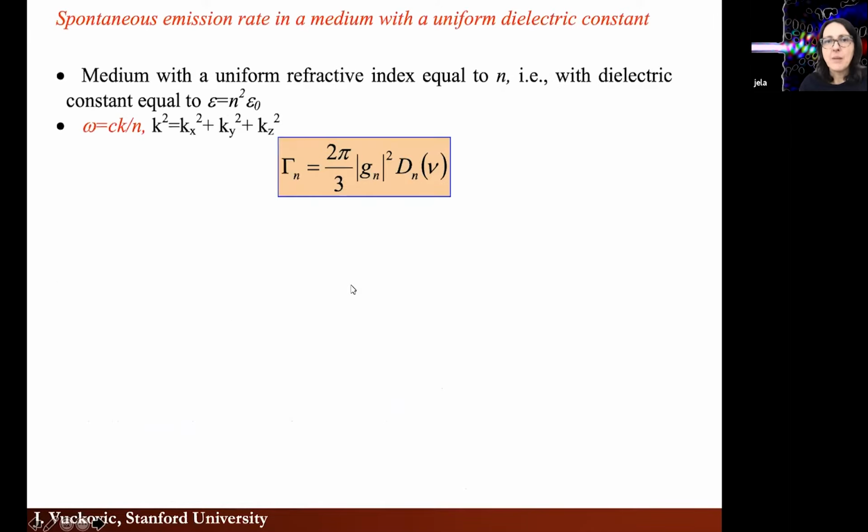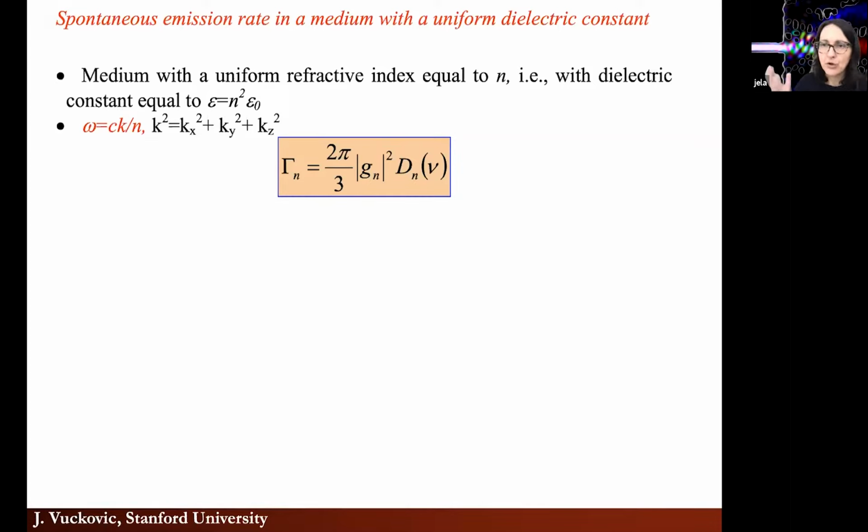let's see what would happen if you put your emitter into a material that has a refractive index n, right? Or has a uniform dielectric constant, n squared times epsilon naught. So that's still a uniform medium. It's not a resonator. I mean, we're not going to discuss physical challenges; you can't just take a neutral cesium atom and put it into glass, right? It would not really work.